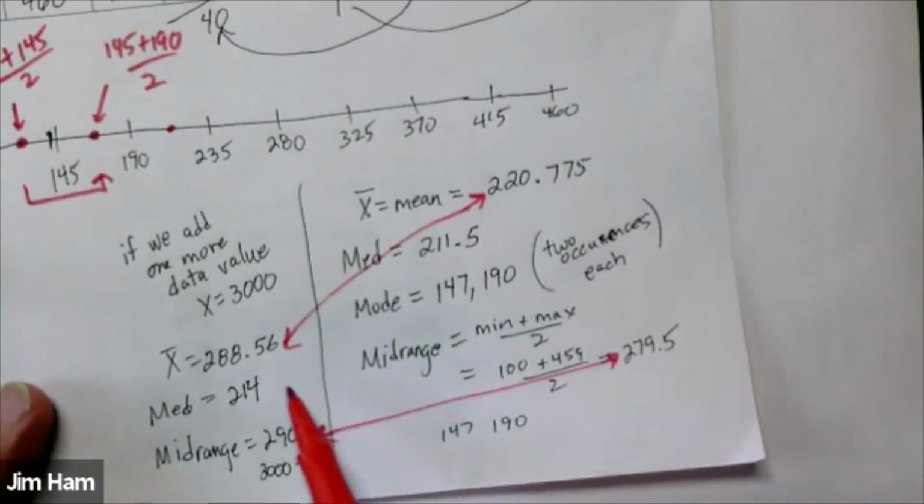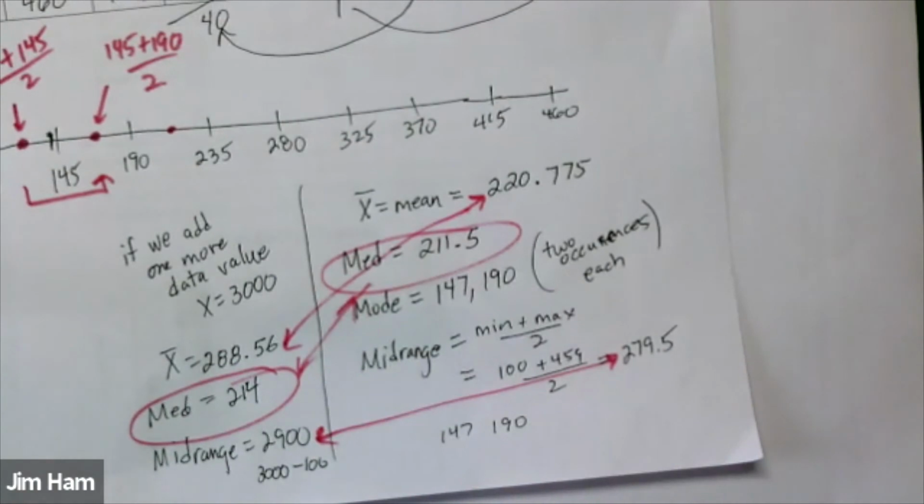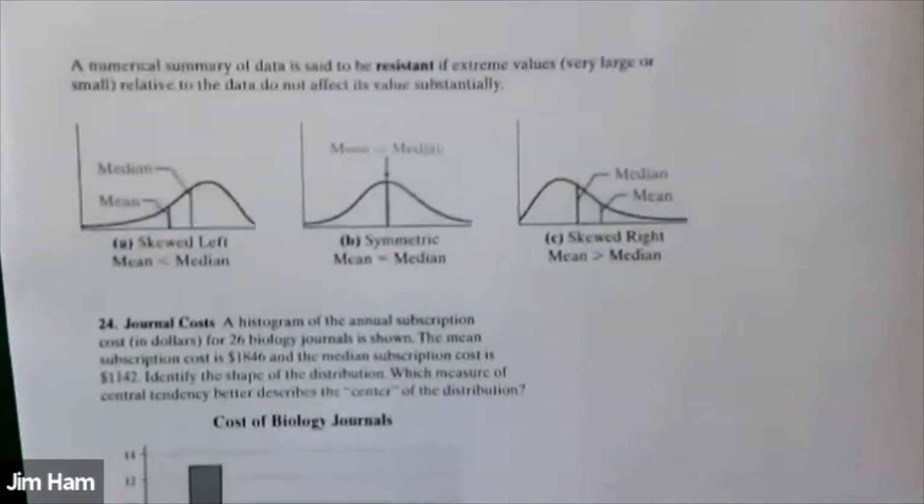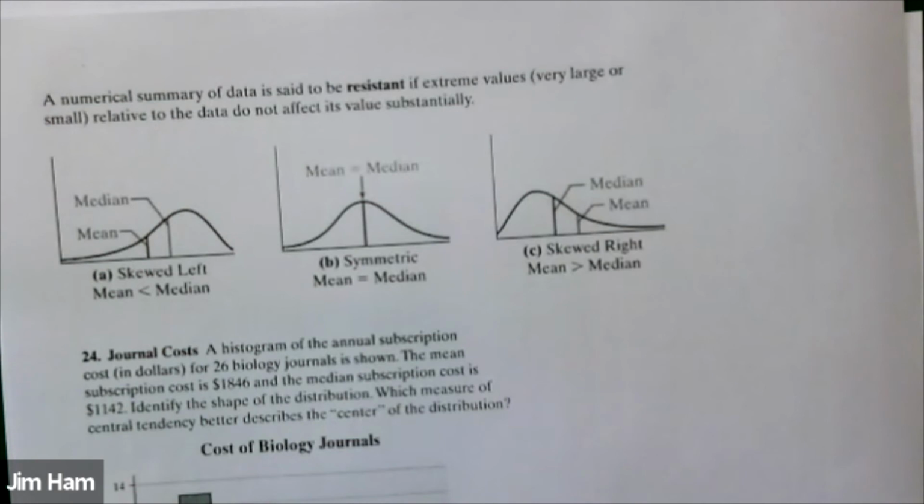But look at the medians. The median is essentially unchanged, almost identical. The median is very resistant to outliers because you get rid of those very large values on the high side or very extreme values on the low side. So that's what this is trying to say here. A numerical summary of data is said to be resistant if extreme values, like adding 3,000 to a bunch of sandwiches where the max is about 450, very large or very small, relative to the data, do not affect its value substantially. So we would say that the median is resistant.